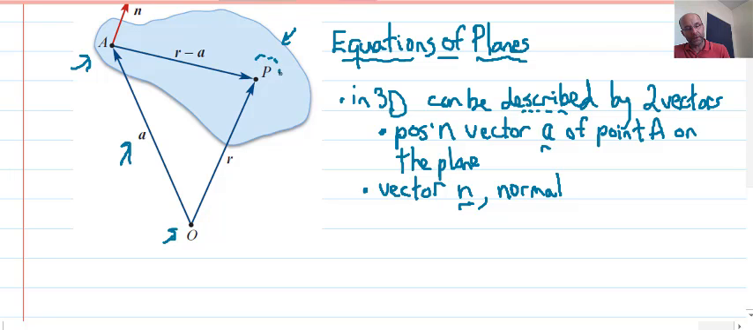So we've got another point P. Let P be another point, not A, that's on the plane.